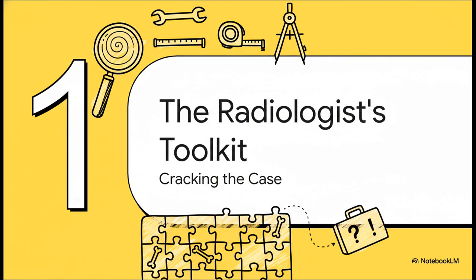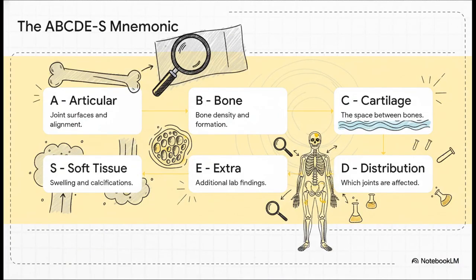They have a system, a toolkit really, of specific evidence they're trained to look for. And it's this systematic approach that turns what looks like just a confusing black and white image into a clear set of clues. And here it is. This is the detective's secret weapon, the ABCDES mnemonic. It sounds a little technical, but it's really just a simple, incredibly powerful checklist. Let's run through it real quick.